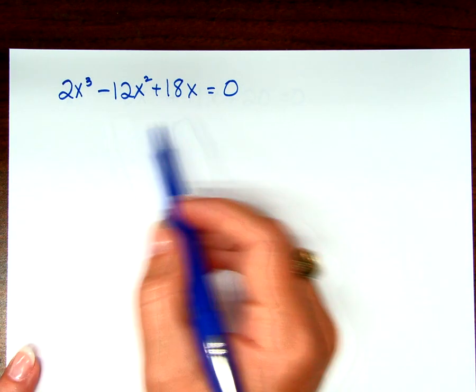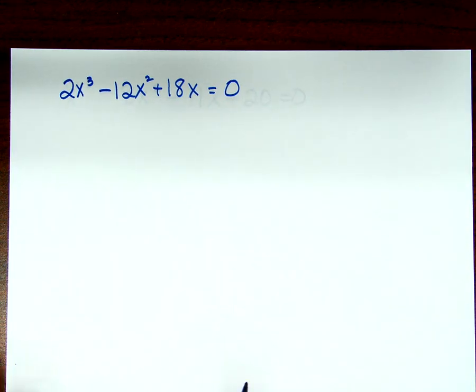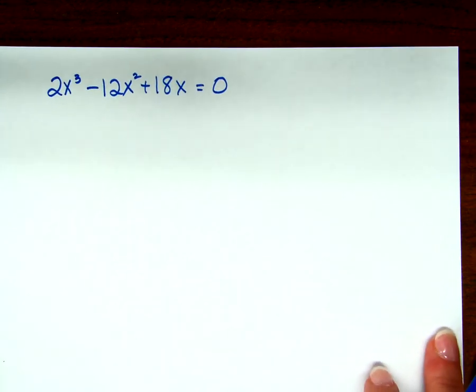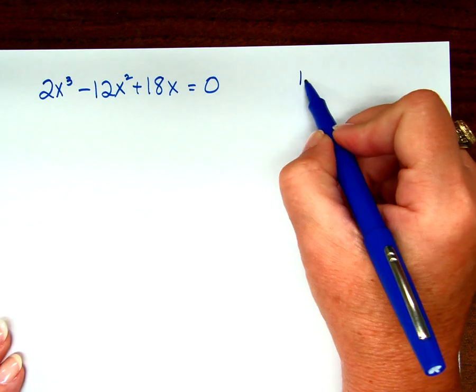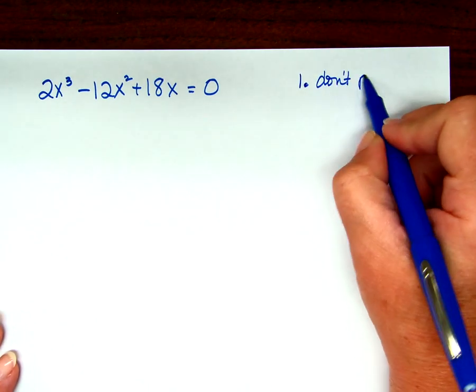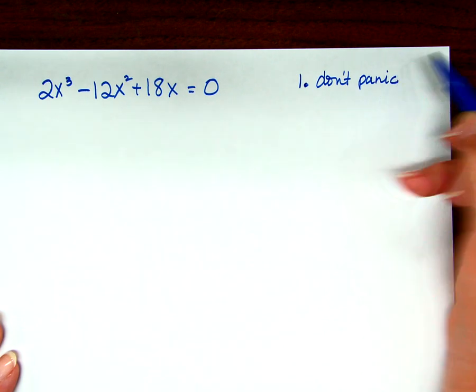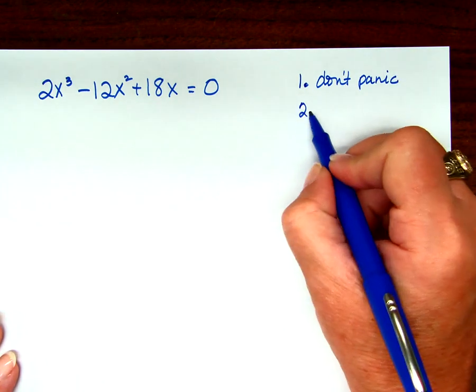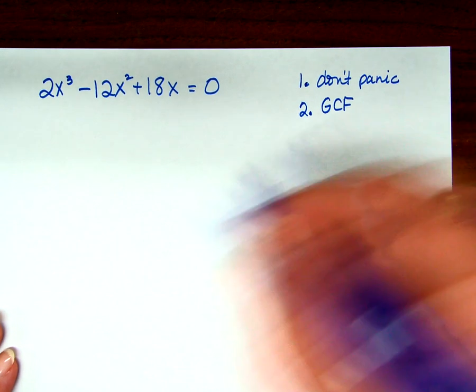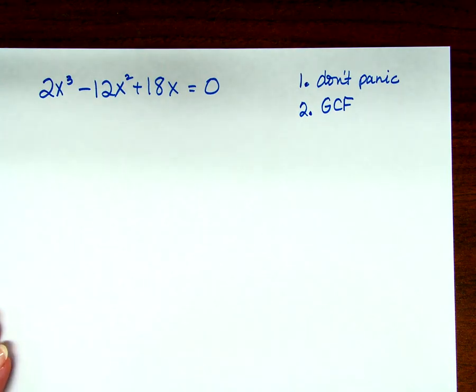So if we wanted to do this problem and we wanted to start it by factoring, what are we going to do first? First step? Don't panic. Genevieve. What about step 2? Greatest common factor, right? Okay, is there a greatest common factor in this problem? Oh, there is, right? What is it?